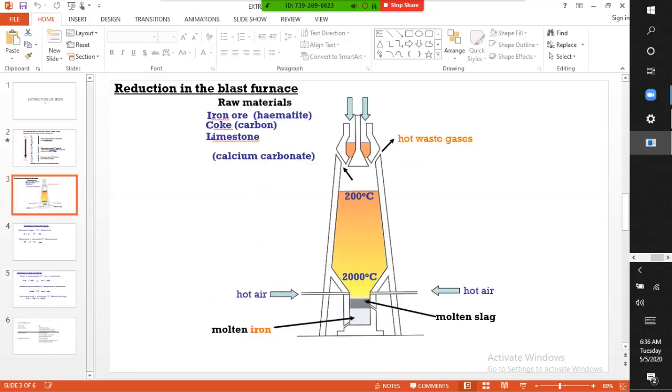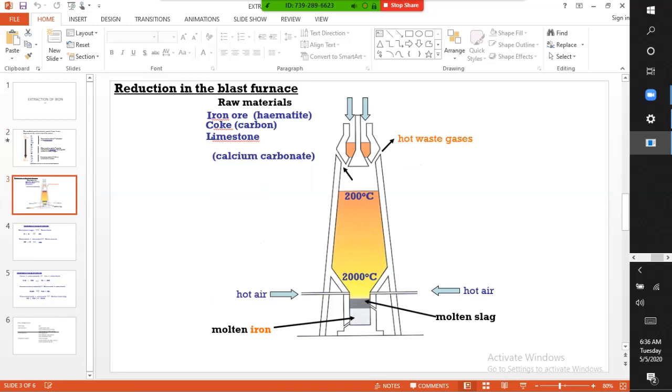Now, this is the blast furnace. The materials required for the blast furnace are the iron ore, which is hematite, majorly, then coke, which is carbon. Limestone is also added to remove impurities from the final product. Now, this is what happens. The raw materials are fed at the top of the blast furnace, and hot air of about 2,000 degrees is blown from the bottom.